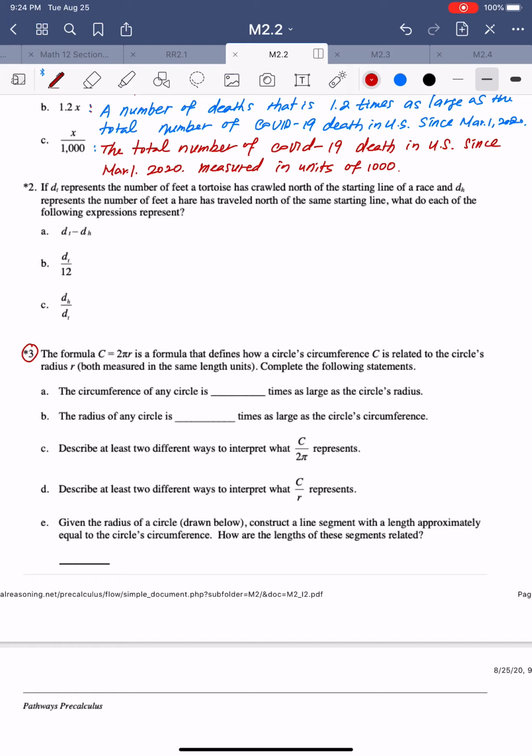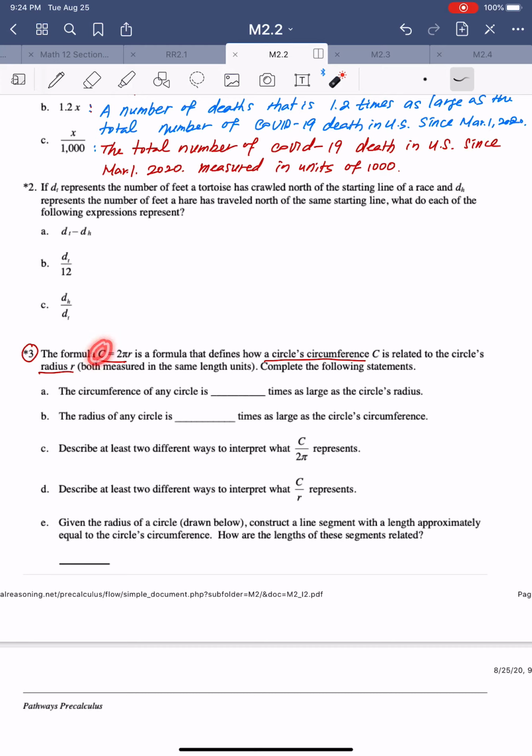Okay, so now number 3. The formula C equals 2 pi r defines the circle's circumference, where C is related to the circle's radius r. In order to find the circumference of a circle, as long as you know the radius, you can find it, because you just need 2 times pi times r. So for A, we're going to complete the statement: the circumference of any circle is how many times as large as the circle's radius.